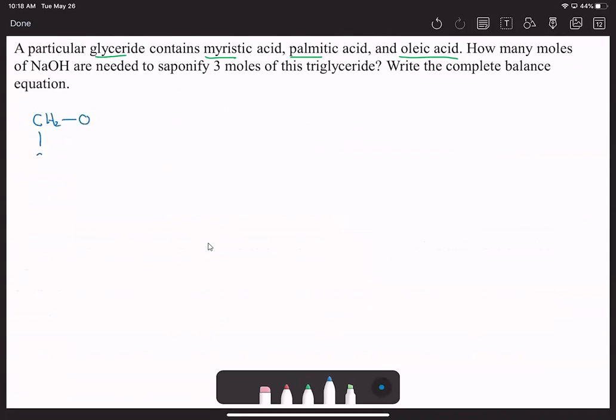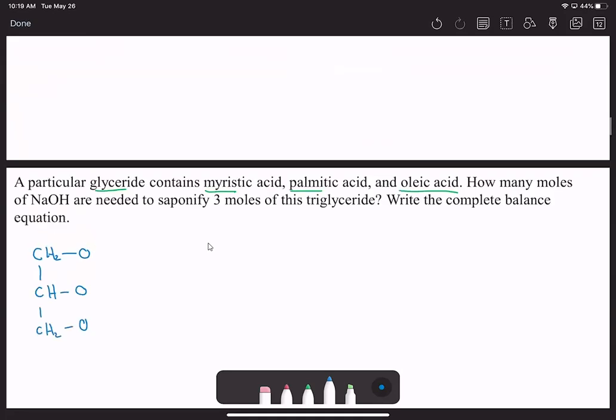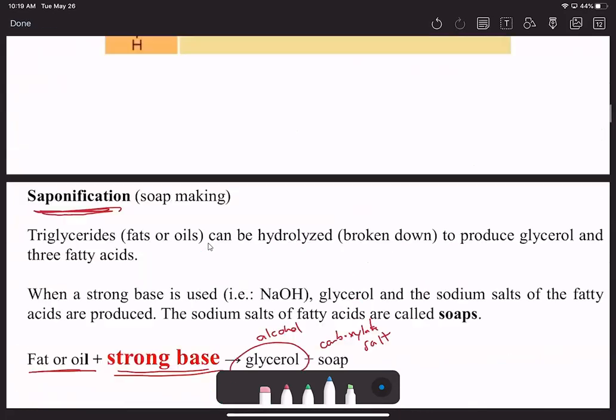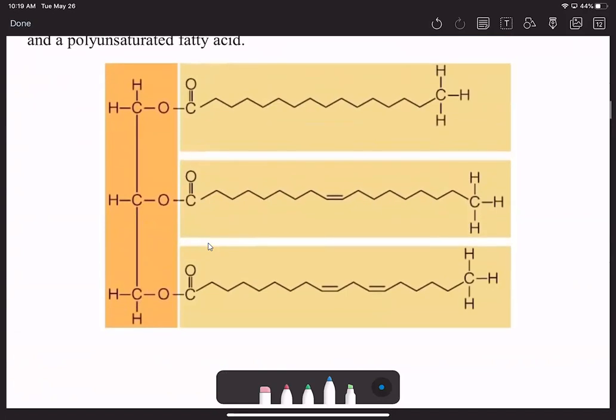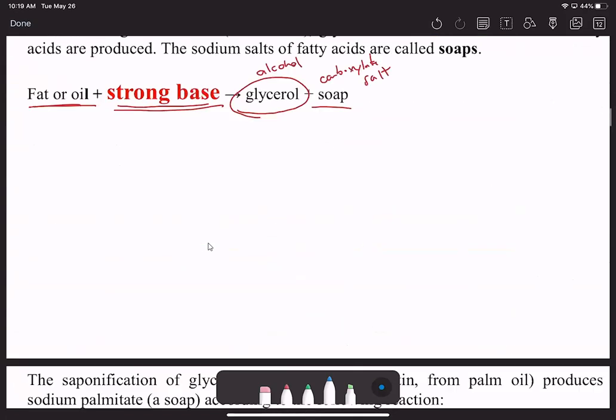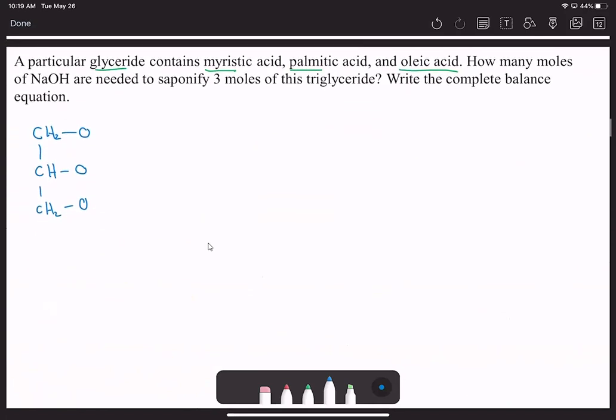CH2O, CHO, CH2O. And that's the triglyceride backbone. And it's shown everywhere here, right? So here's the backbone to this glyceraldehyde, or this triglyceride, CH2O. So that's all I've done here.